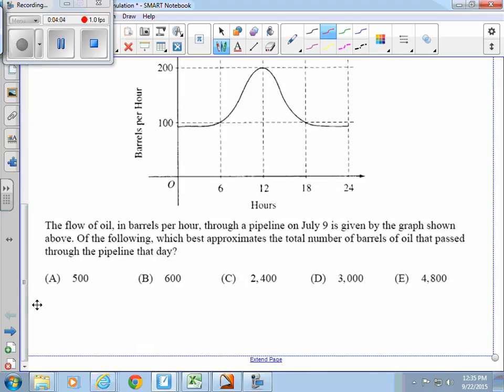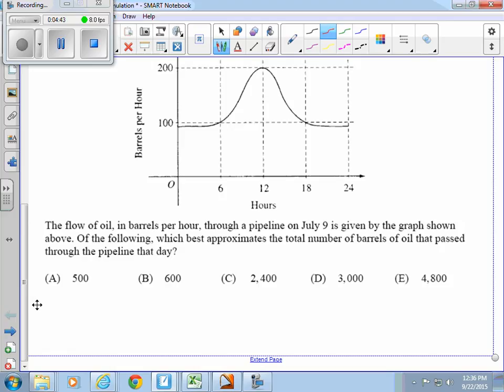The flow of oil in barrels per hour through a pipeline on July 9th is given by the graph shown above. Of the following, which best approximates the total number of barrels of oil that passed through the pipeline that day? So this is the entire day. This function is the barrels per hour, so the rate of change. And so what would give us the number of barrels that passed through the pipeline that day?